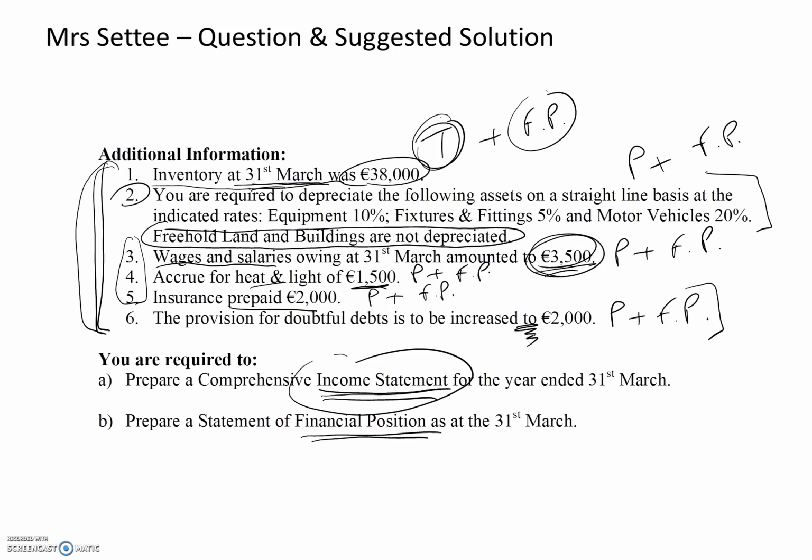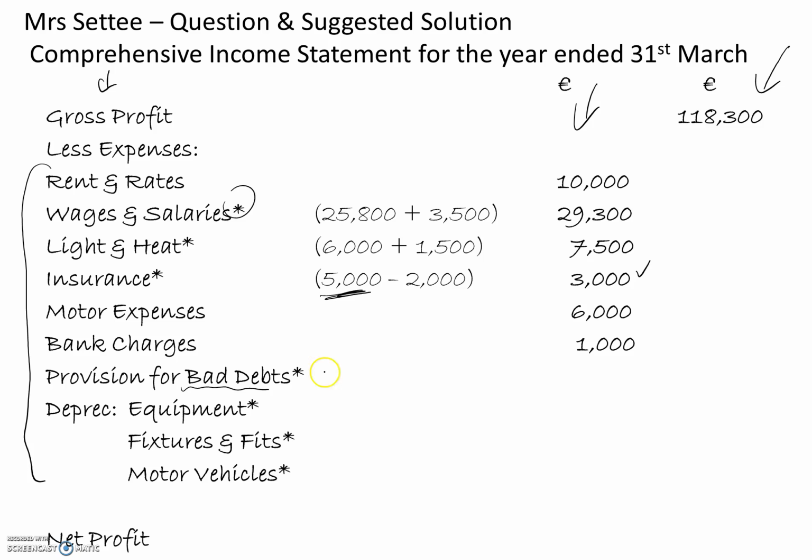And then we can see Mrs. Settee wants this increased up to 2,000. So she has 1,000 and she wants it brought up to 2,000, so we need to put in an extra 1,000, which means we will put through an extra 1,000 here as an expense in the profit and loss account.